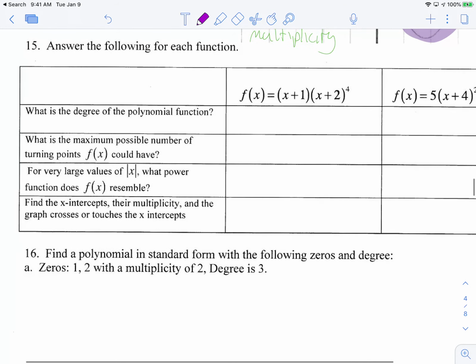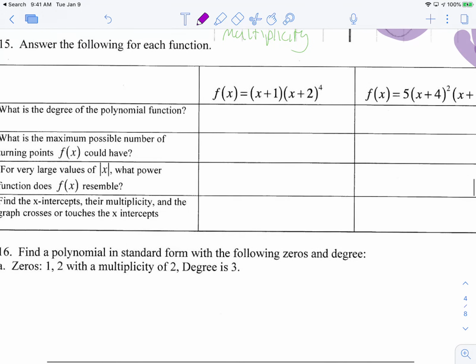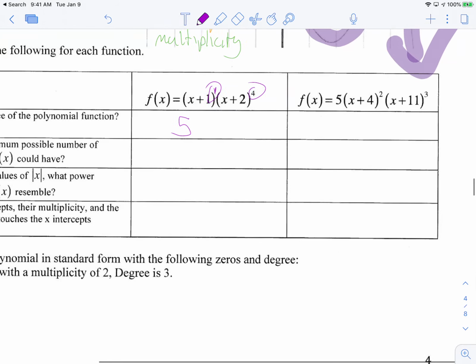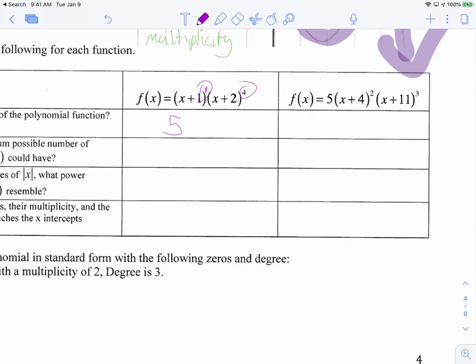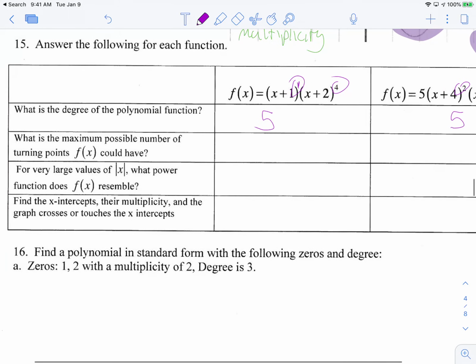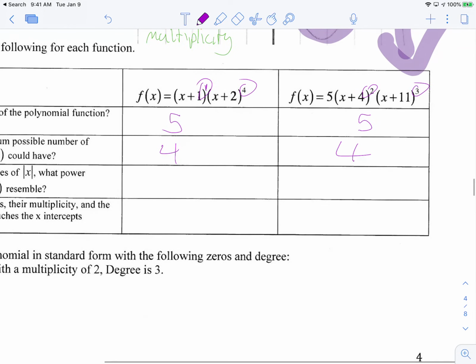All right, so now let's take a look at this in more depth. Now we're given the equations. What is the degree of the polynomial of this function? Well, this is the first power. So when it's in factored form, we add the exponents here. So this is 5. This is again in factored form, so we add the exponents here. This is 5. What is the maximum number of turning points f of x could have? Well, if the degree is 5, the turning points are at most 1 less.